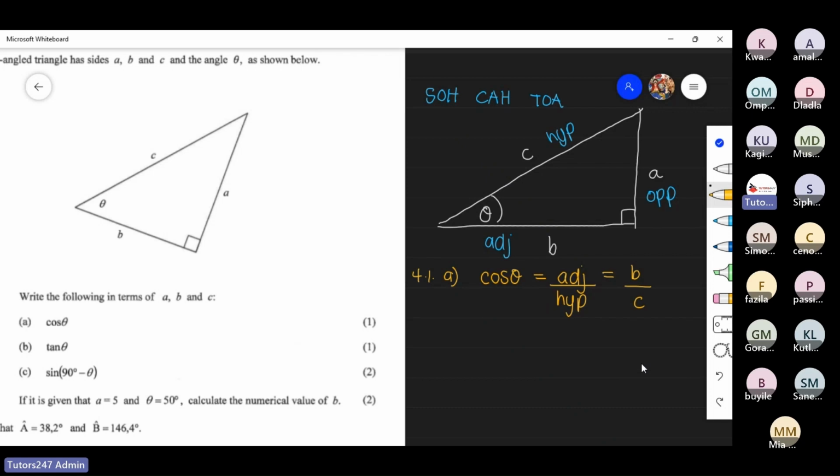Just like that, we end it there. We're not going to add anything else. We can't simplify any further. That's it. We stop there. Now let's have a look at the next one.